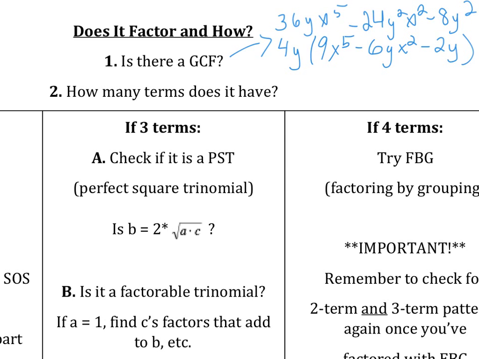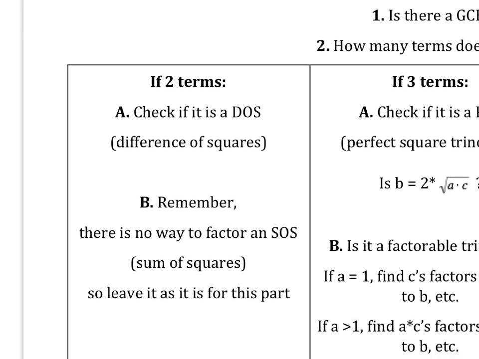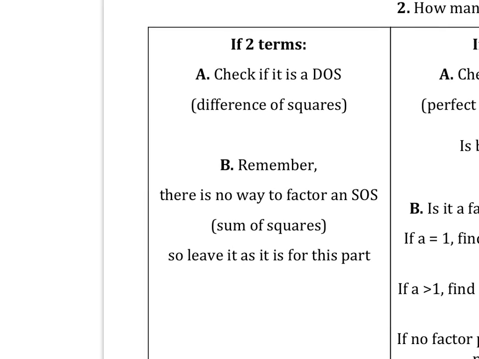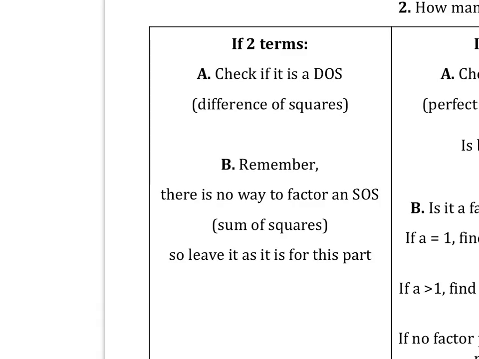Okay, continuing, our next type of example we want to go over is over here in this left-hand column. If it has two terms, we're first going to check if it is a DOS, which stands for difference of squares. Difference, remember, means subtraction. So we're going to look for the ones that have two terms and a minus sign in between. Something might look like this if we have a difference of squares: 4x squared minus 9.